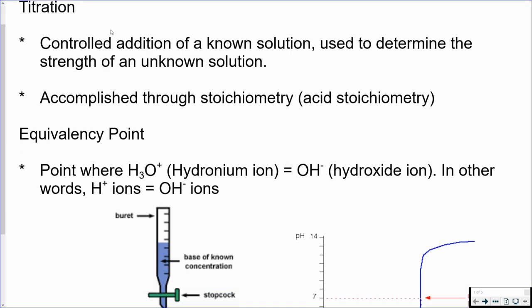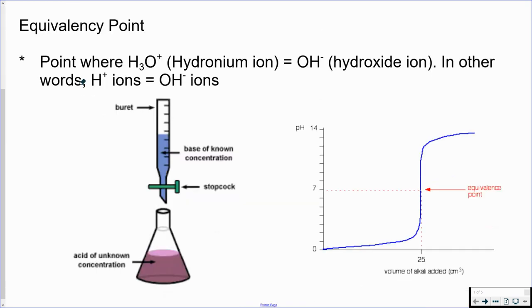The big thing that we have to talk about is an equivalency point. An equivalency point is when the hydronium ions, which are really just a water molecule that's added an additional hydrogen ion, are equal to the hydroxide ions. In other words, we can just say H pluses equal OH minuses. So this is where we would get a pH of 7.